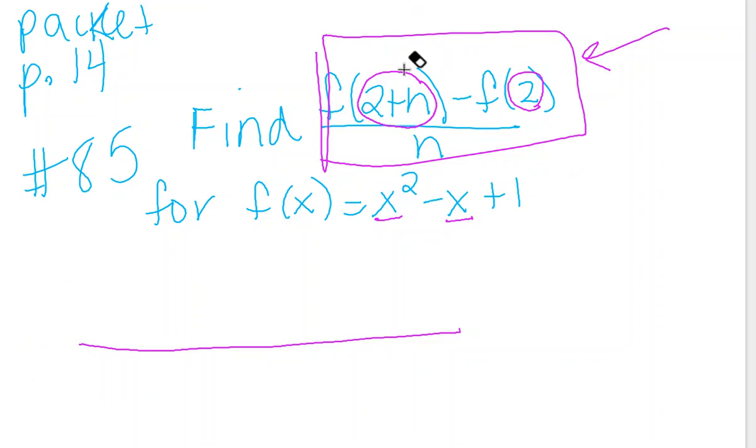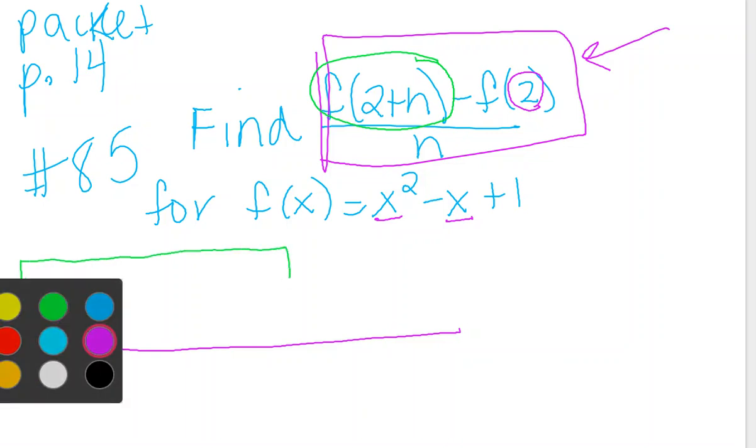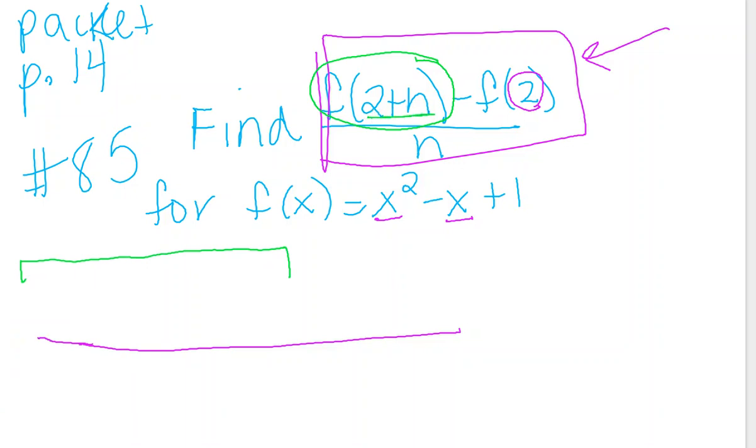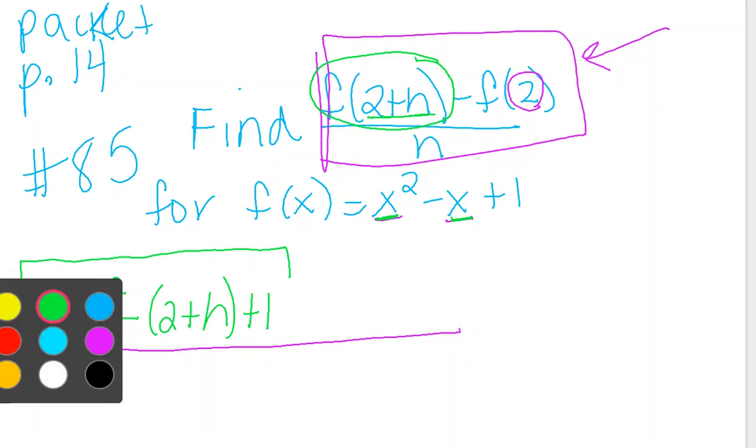The very first thing that I'm going to do is rewrite f of 2 plus h. So when I write f of 2 plus h, I'm going to write it in this section of this big fraction bar. If you just isolate this problem, the 2 plus h needs to replace this x and this x. So it should be written as 2 plus h squared minus 2 plus h plus 1. So I just took the 2 plus h and substituted it into this function, but notice I wrote it in the front part of this big fraction.